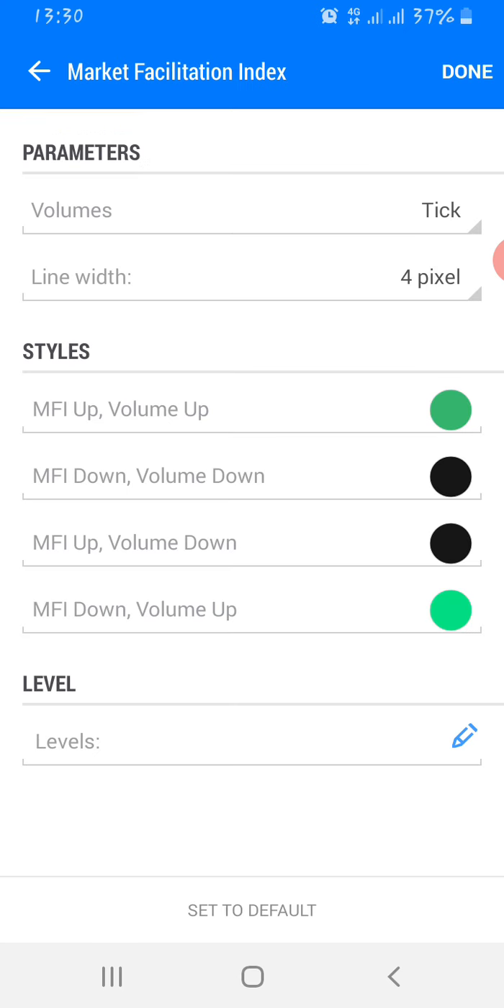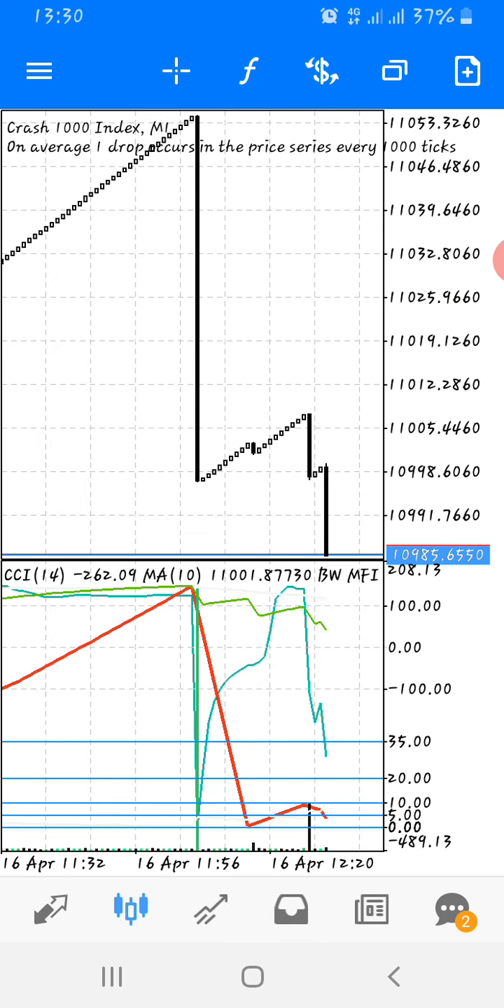Then the next indicator is the Market Facilitation Index. The volume should be thick. The line width is 4 pixels. MFI up, volume up: green. MFI down, volume down: black. MFI up, volume down: black. MFI down, volume up: green. Then you click done. Wow, another spike, guys, another spike.